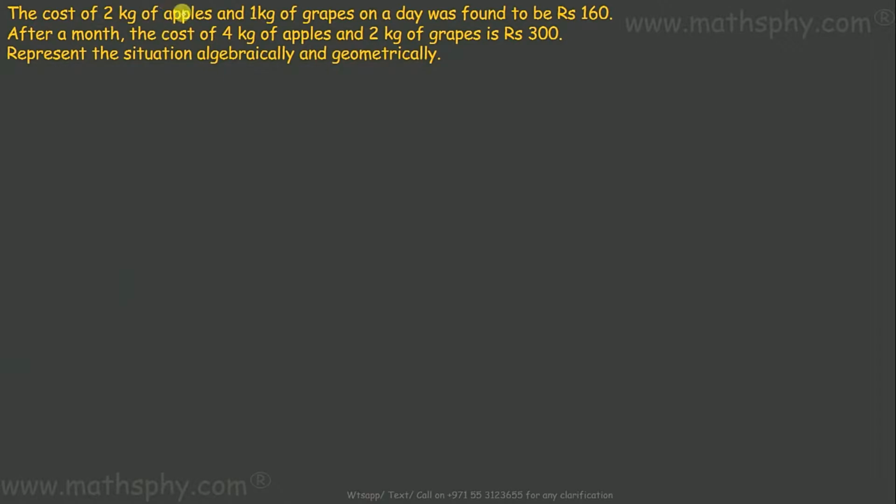Let's take apples as x rupees per kg. I'll write apples as x rupees per kg and grapes as y rupees per kg. It says 2 kgs of apple and 1 kg of grapes. So 2 kgs means 2 into x, 2 kgs multiplied with x rupees per kg, plus 1 kg of grapes. So in place of 1, I write nothing, I just write y. Means 1 kg of grapes at the rate of y rupees per kg.